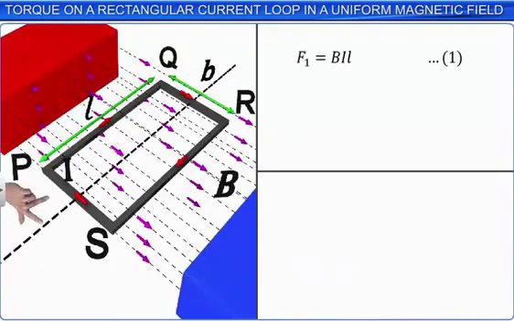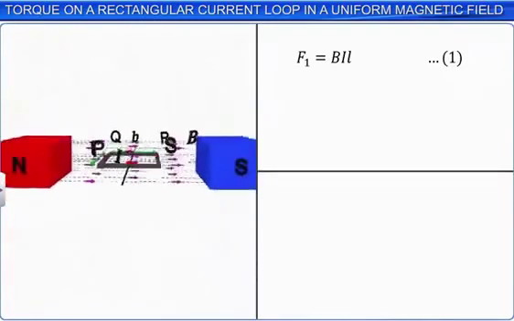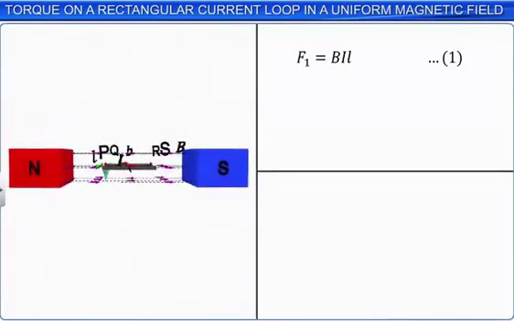Stretch the three fingers of the left hand in three mutually perpendicular directions. Here, the direction of the magnetic field is from north to south, represented by the index finger of the left hand. The direction of current is from P to Q of the rectangular loop, represented by the middle finger, and the direction of the thumb represents the direction of force acting on the arm PQ of the loop. That is, the force is acting downward with respect to the plane of the loop.